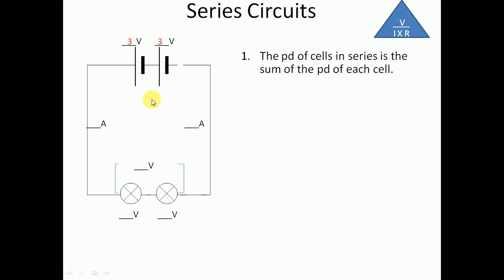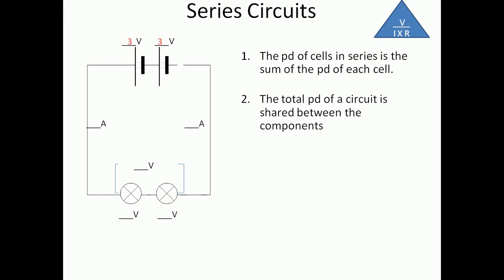Okay then, so our next one, the total potential difference of a circuit is shared between the components. So in this case we have 2 components, eeny and meeny, and these 2 identical components, in this case bulbs, will have the potential difference shared across them. So since there are 6 volts in the supply, each of these bulbs would receive 3 volts, and therefore the combined across both of them would be 6 volts.